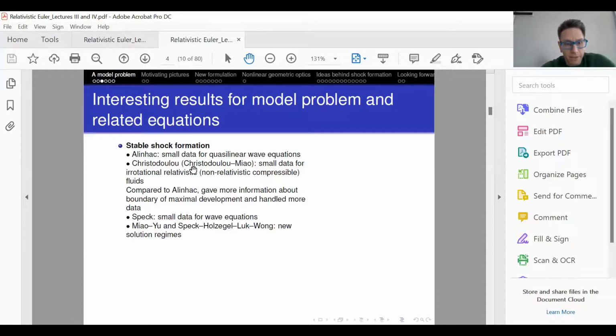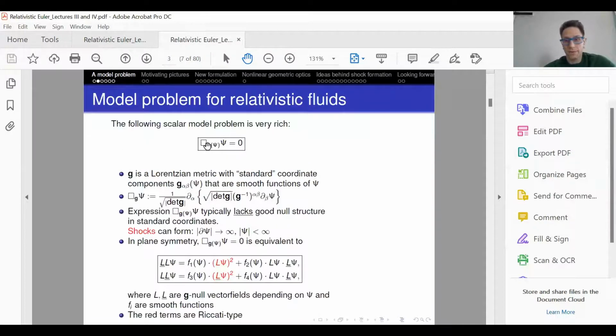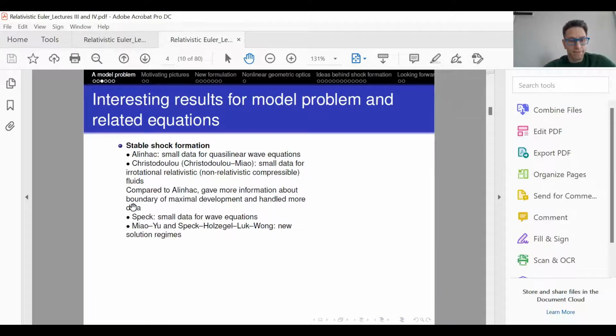And then inspired by Christodoulou's work, I did basically the same thing for all of the wave equations that were on the previous slide, basically all of these guys. Other people like Miao and Yu came along and treated different kinds of solution regimes. Like the Miao Yu result was a large data shock formation result for wave equations with cubic nonlinearities. With Holzegel, Luk, and Speck, we treated solutions that are near plane symmetry.